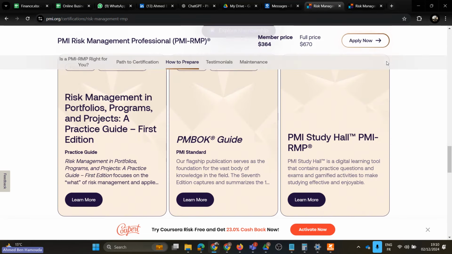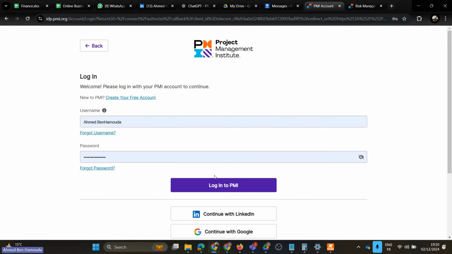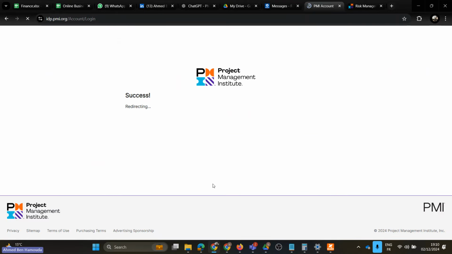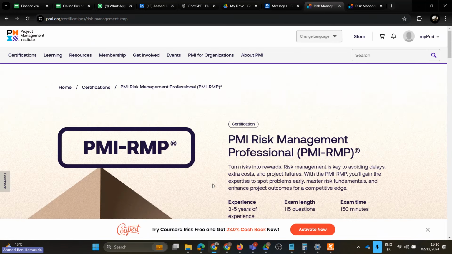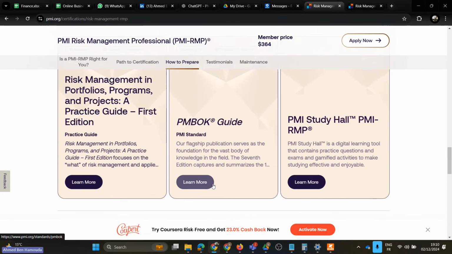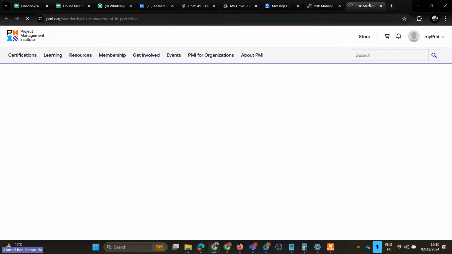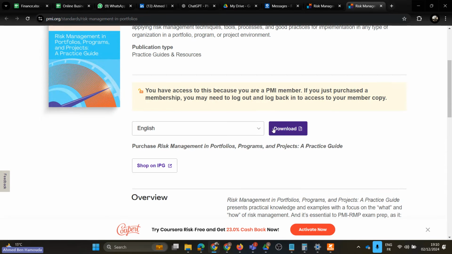I am a member of PMI, so all I need to do is click on login. It will show my login details. I'll log in, and I am a member, since I pay my yearly membership to PMI. If I go down and click on learn more for the guide for risk management, what it says is download. You can see the buttons changed for me because I am a member. It says you have access to this because you're a PMI member.